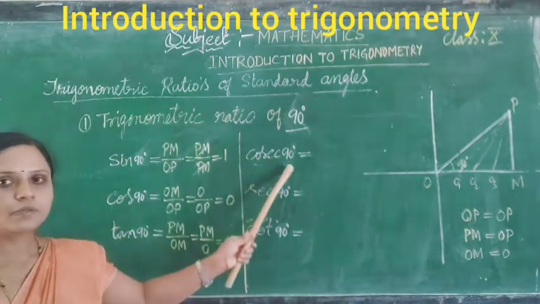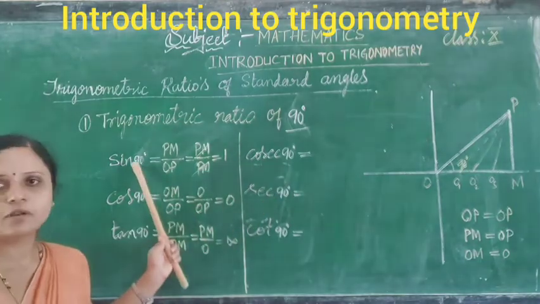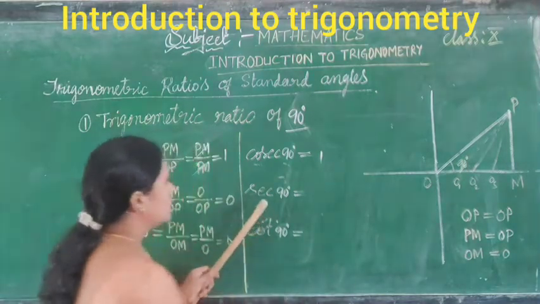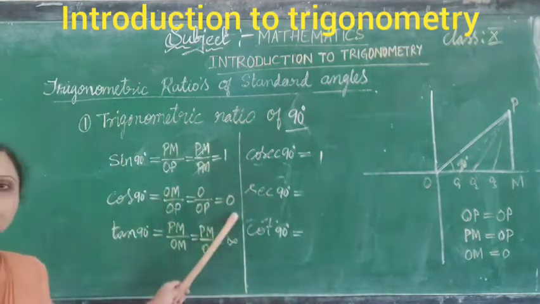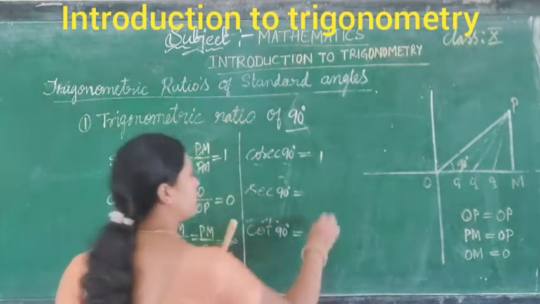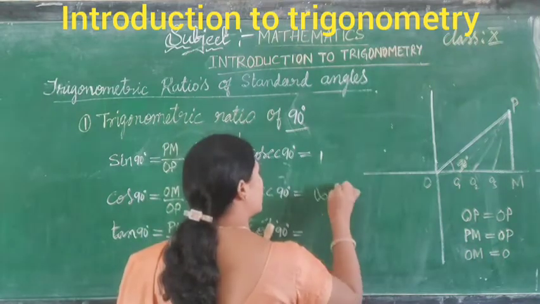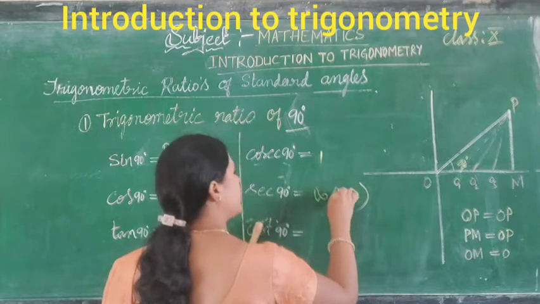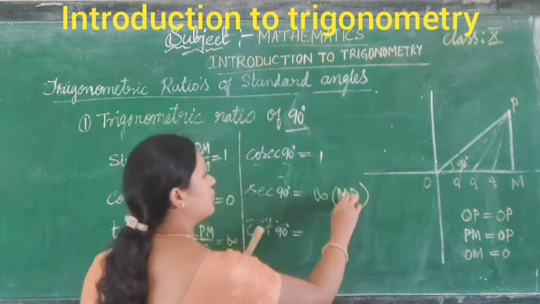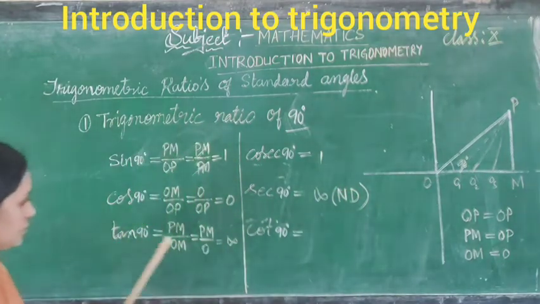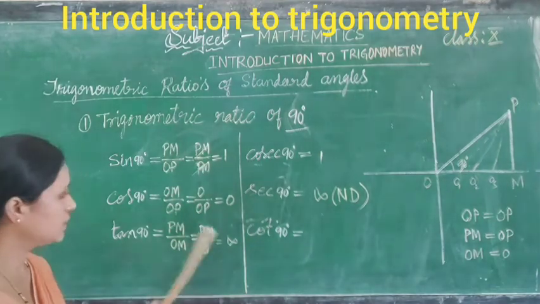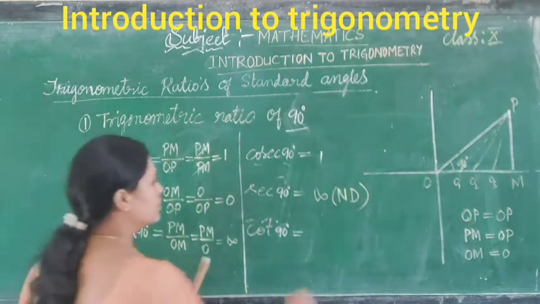Now you can easily write the cosec 90. Cosec 90 degree means reciprocal of sin 90. Reciprocal of 1 means 1. Sec 90 is the reciprocal of 0. Reciprocal of 0 is infinity, or it can be read as not defined. You can write it as not defined. And cot 90 degree is the reciprocal of this not defined, that becomes what?